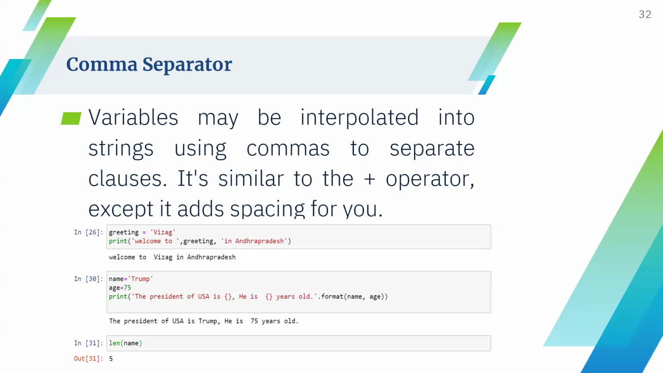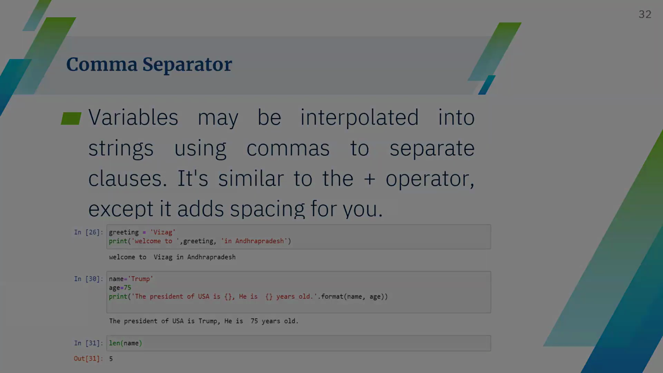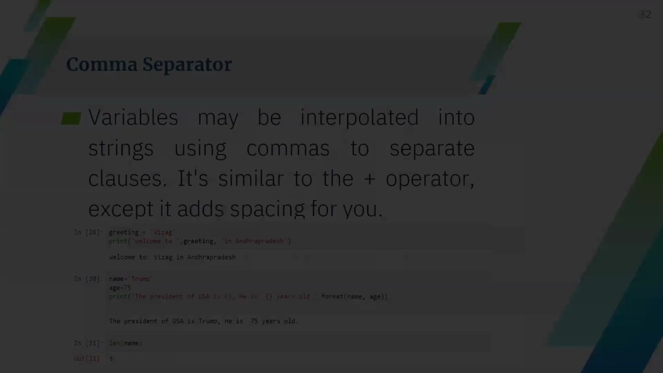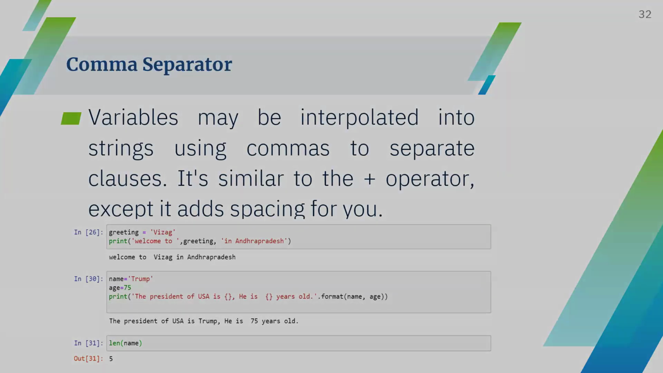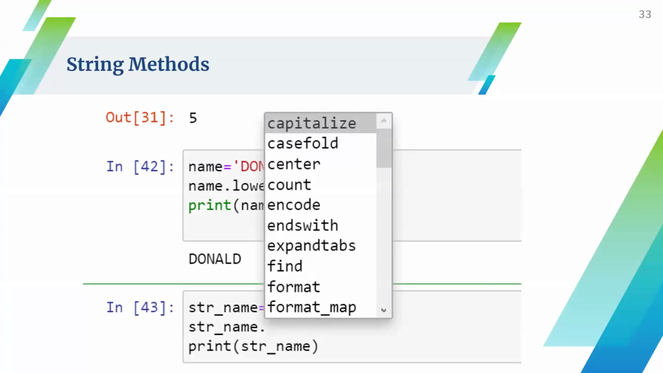So when I say length of a name and I have to store it in some other variable, or directly I can use print command. Inside that I can say length of name, so that it is going to print the value. Right. So like this, I can use comma operator to add some spaces and to print the values. And then I can use bind expression also here. Now string methods, a lot of string methods are available here.